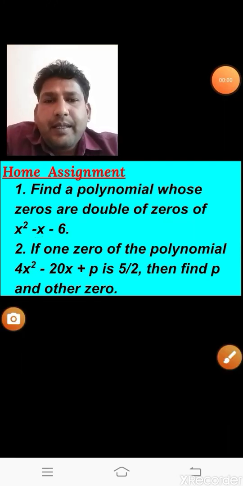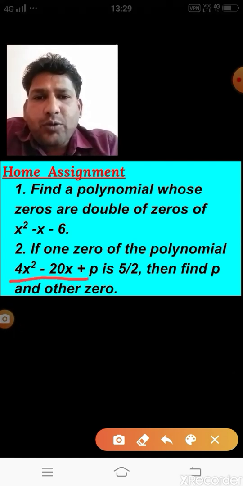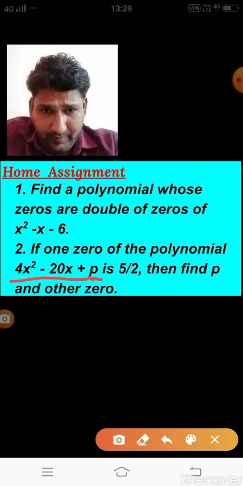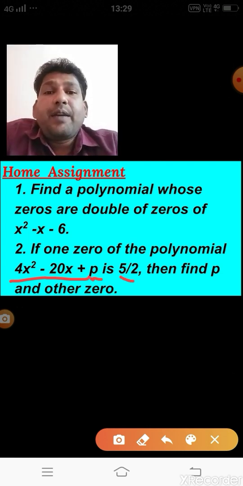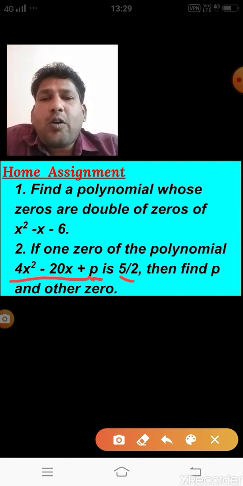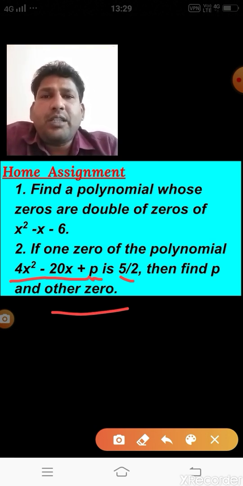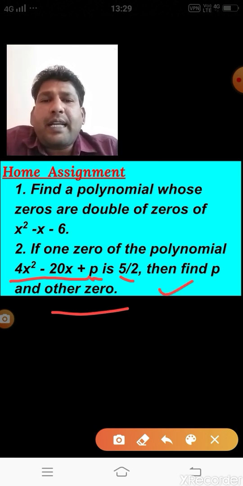And in the second question, if one zero of the polynomial 4x square minus 20x plus p is 5 by 2, one zero is given, either you are taking alpha or beta, and then you have to find the value of p and the other zero. Means one zero is given and we are able to find the values of alpha and beta and alpha into beta, because we have the relationship between the zeros and the coefficients. Then by using that concept, easily you are getting the answer for this question. And these questions are of 3 marks each.